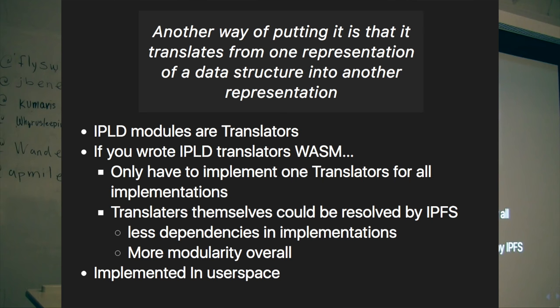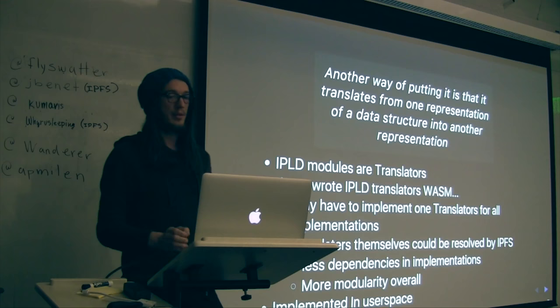So if you wrote IPLD translators in WASM, you'd only have to implement one translator for all implementations. Translators themselves can be resolved by IPFS, which means less dependence on implementations and more modularity overall, which is great stuff. And ideally these things could be implemented in user space, if there was just a common API.